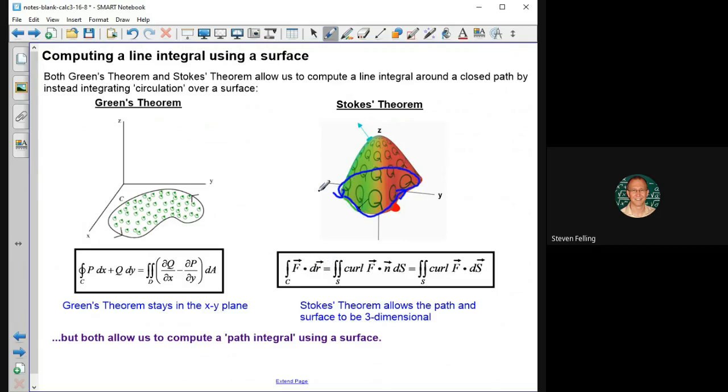So both of these, Green's theorem and Stokes' theorem, allow me to find a 1D integral by instead doing a 2D integral. In this case, it's over a flat surface in the 2D plane for Green's theorem, but in Stokes' theorem, it's over a parametrized surface where we end up doing things in terms of du and dv.